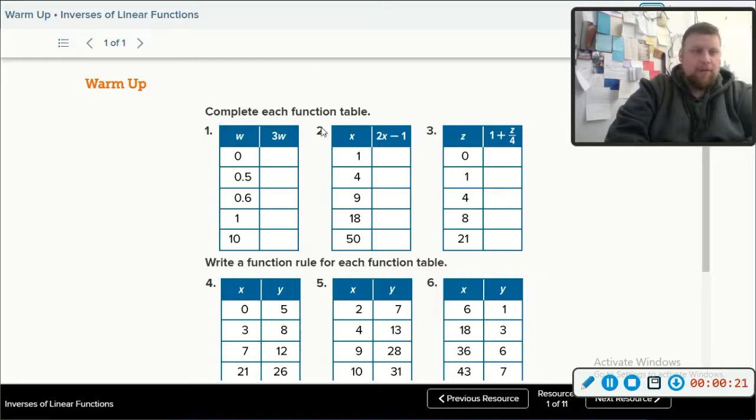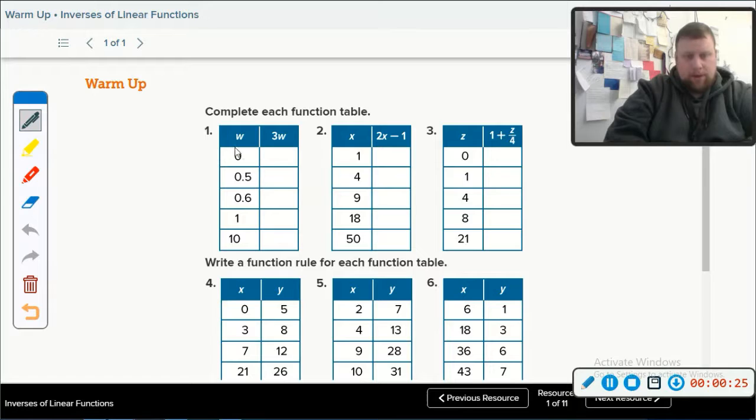Complete each function table. Well, let's do that. Okay. So it says to do 3 times W. 3 times 0 is 0. 3 times 0.5 is what? 1.5. 3 times 0.6 is 1.8, right? And so on and so forth. All right, you guys can get that. What's next?